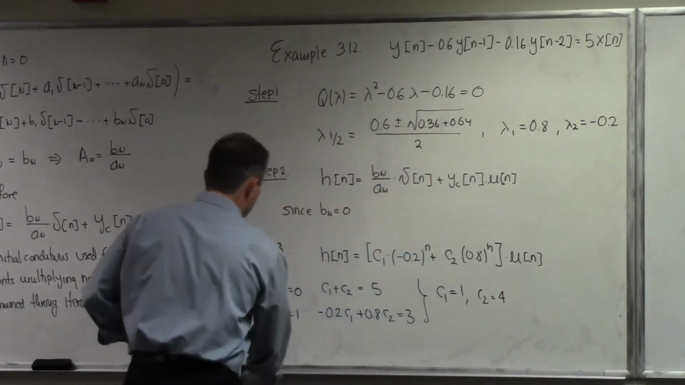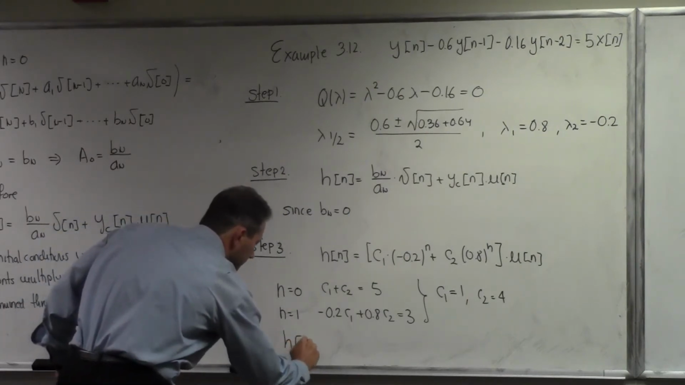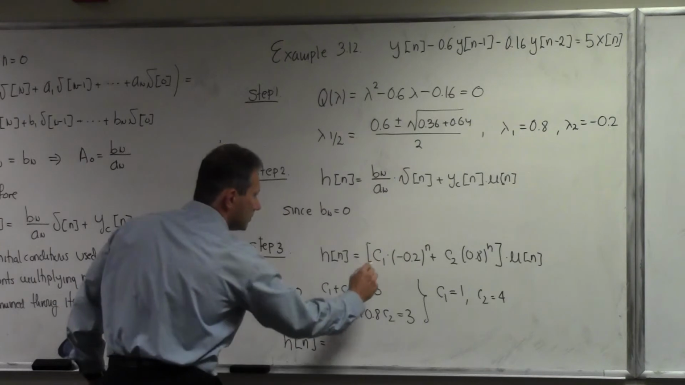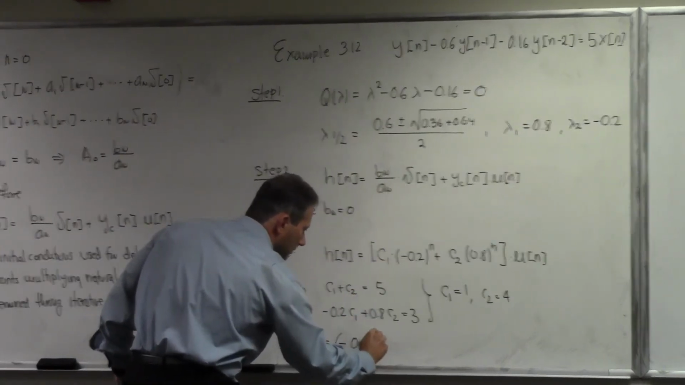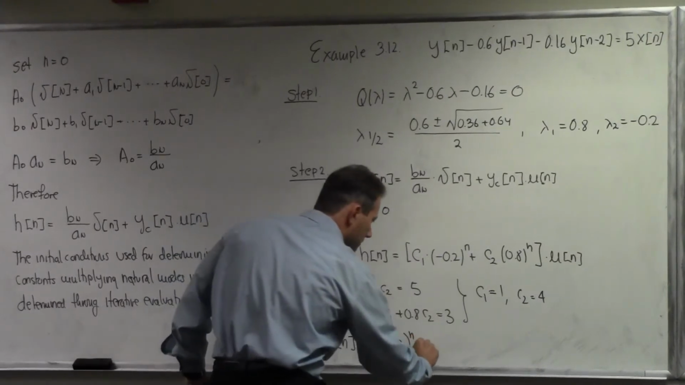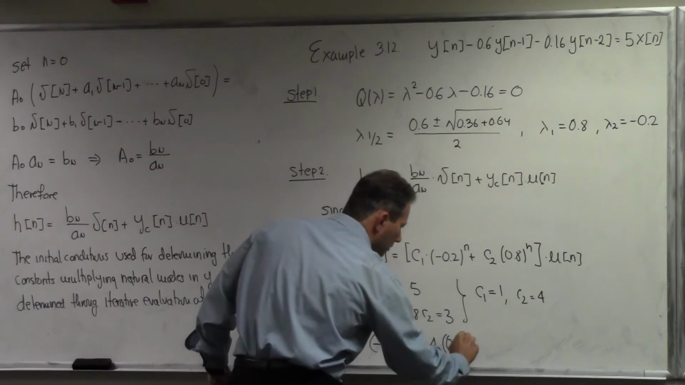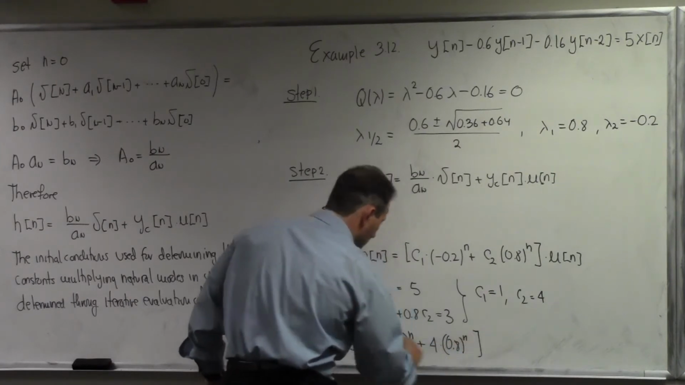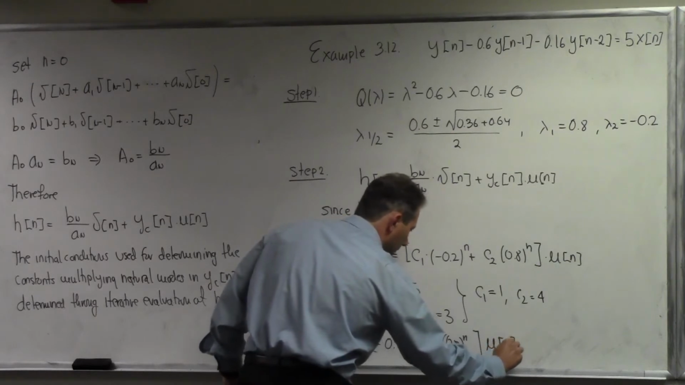And finally, I can write my h of n as C1, which is minus 0.2 to the n, plus 4 times 0.8 to the n, multiplying u of n.